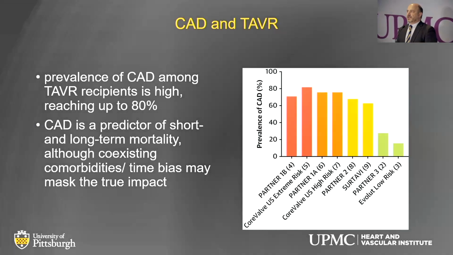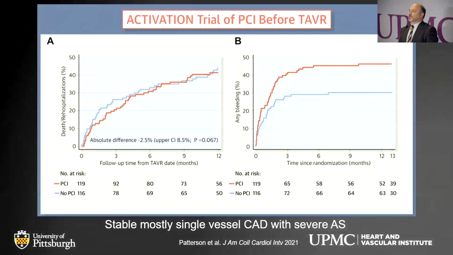If you're looking at the incidence of coronary artery disease, as you would expect, it is very high in this patient population. These are old patients. They all have coronary artery disease. We detect a lot of this with coronary CTA. And it's a predictor of short and long-term mortality, but the question is, treating the disease, would that impact anything? And we actually do have some randomized clinical data in this space, the ACTIVATION trial, which addressed specifically this question.